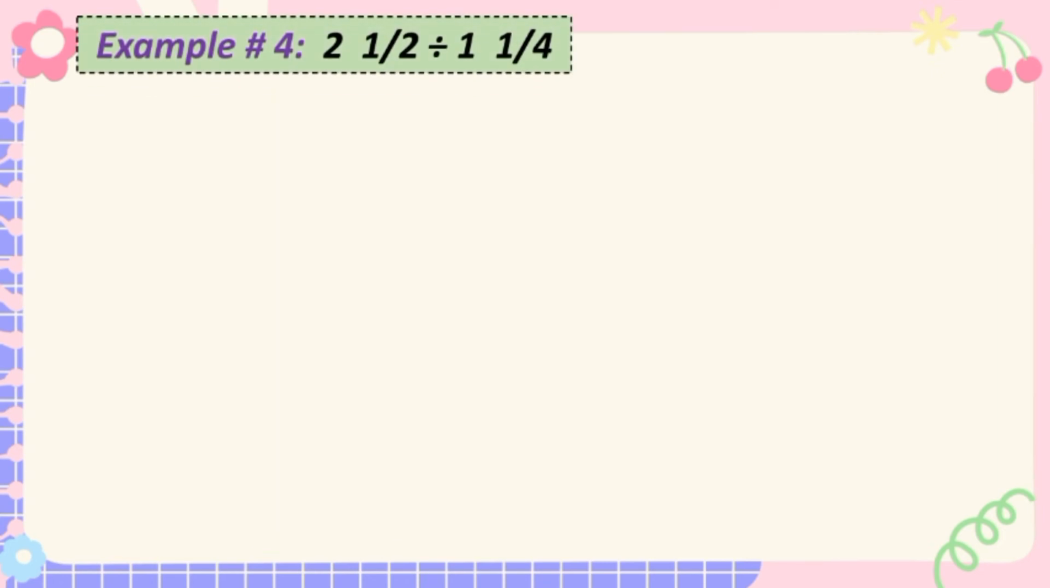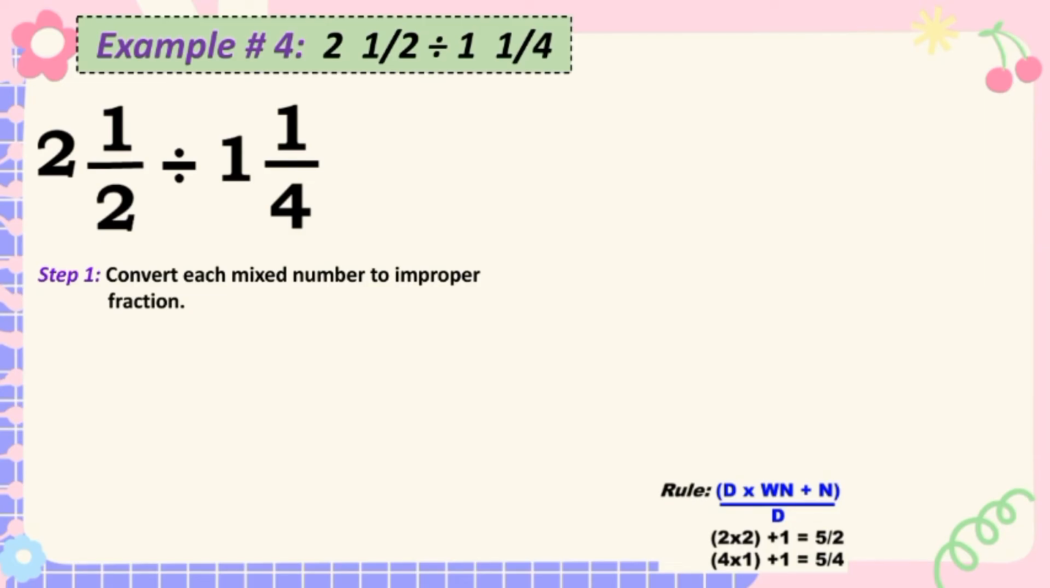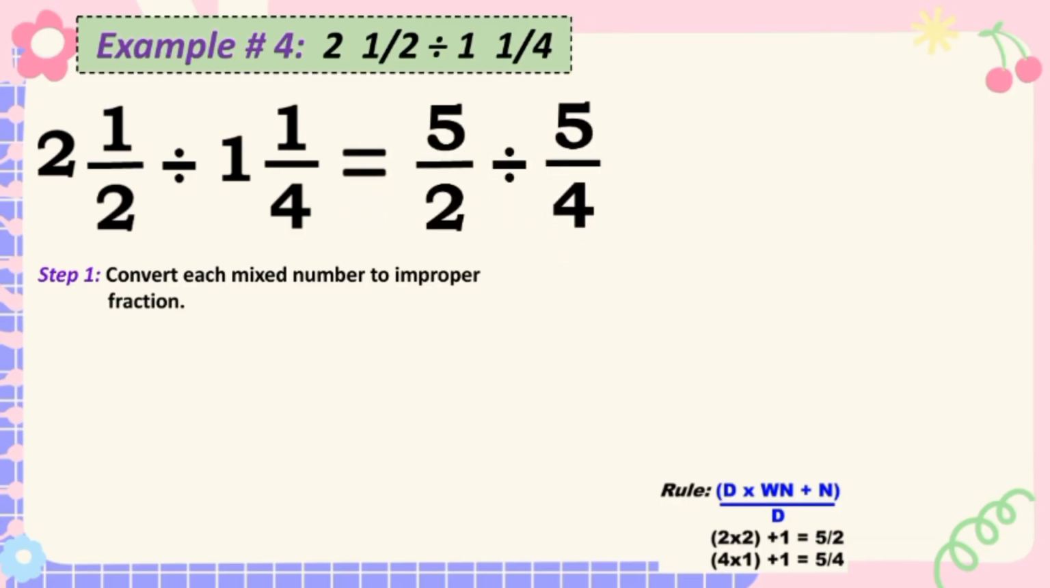Example number 4. 2 and 1/2 divided by 1 and 1/4. Ang 2 and 1/2 at 1 and 1/4 ay parehong mixed numbers. Step 1. Convert each mixed number to improper fraction. Using the rule, denominator times whole number plus numerator over denominator. 2 times 2, 4, plus 1, numerator. We have 5, then copy the denominator, 5/2. Next one, 4 times 1, 4, plus 1, 5/4. Ang improper fraction ng 2 and 1/2 ay 5/2. And then yung 1 and 1/4 naging 5/4.